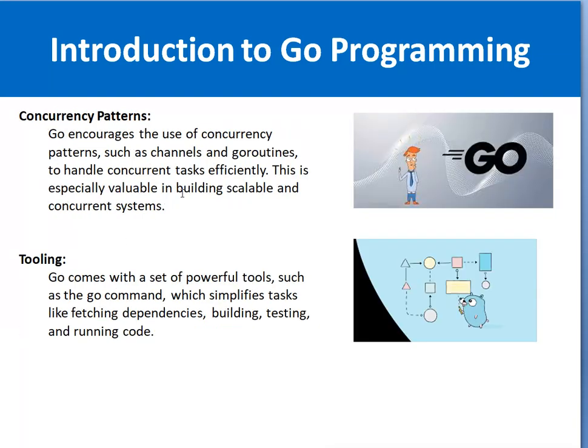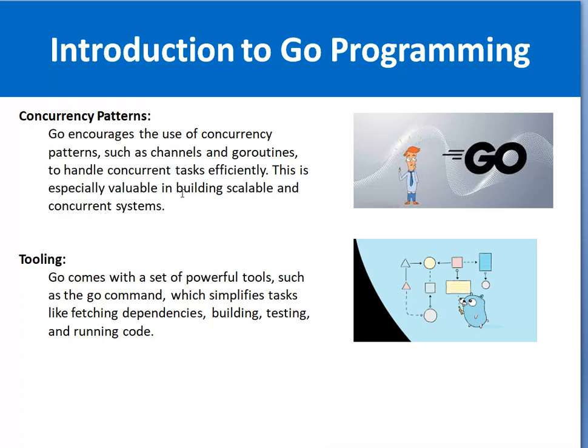Next is concurrency patterns. Go encourages the use of concurrency patterns such as channels and Go routines to handle concurrent tasks efficiently. This is especially valuable in building scalable and concurrent systems. So concurrency is a very big advantage of Go programming, and many developers are using this concept. Concurrency means, friend, executing tasks in a multi-threading way, so you can execute multiple tasks at one time. Whenever you are making a system program or networking program, it's a very big feature.